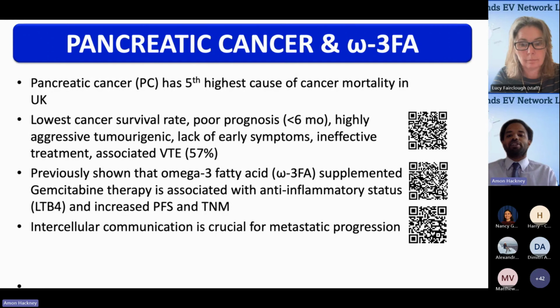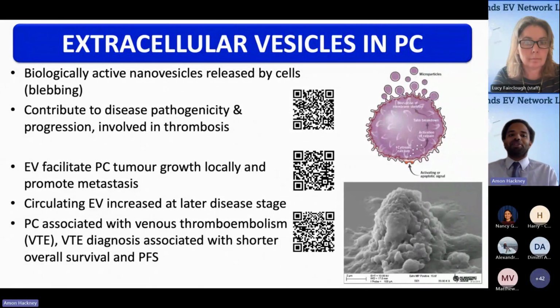So extracellular vesicles in pancreatic cancer, as we all know at this point in the day, are biologically active nanovesicles released by cells. They can contribute towards disease pathogenicity, progression, and they're also involved in thrombosis. In pancreatic cancer specifically, they've been shown to facilitate growth of the tumour itself and also metastasis at distant sites.